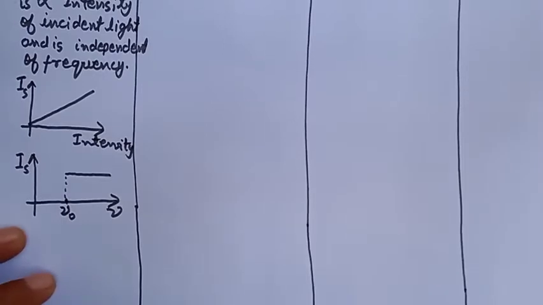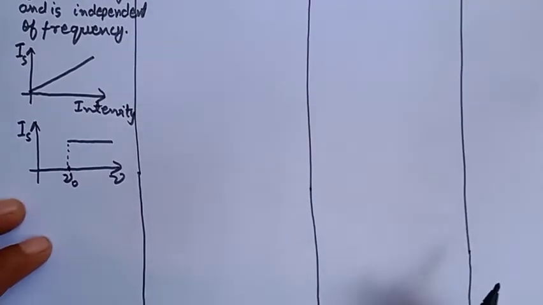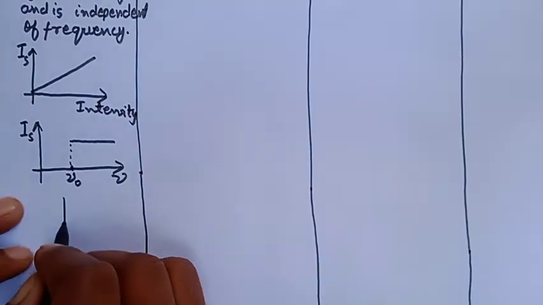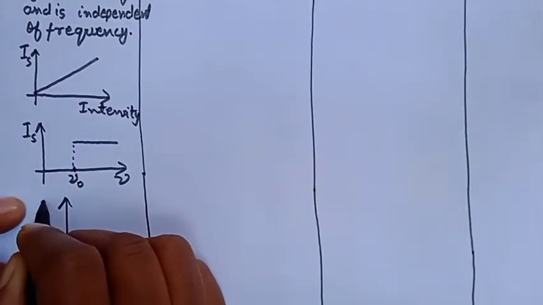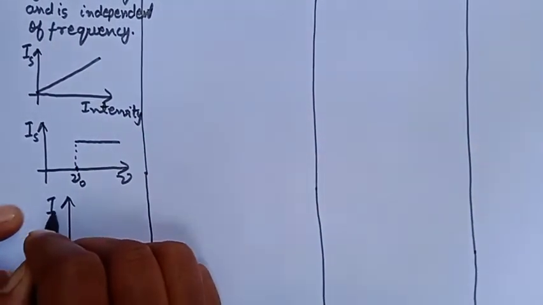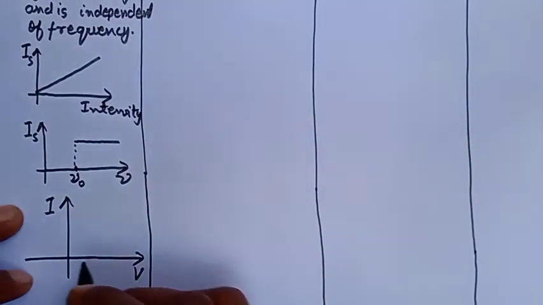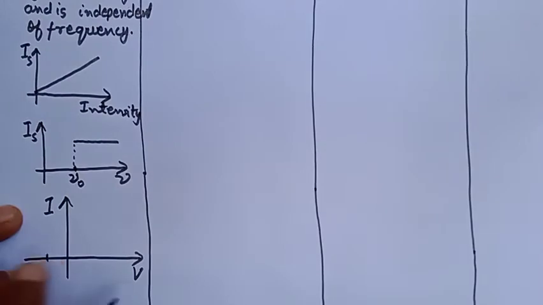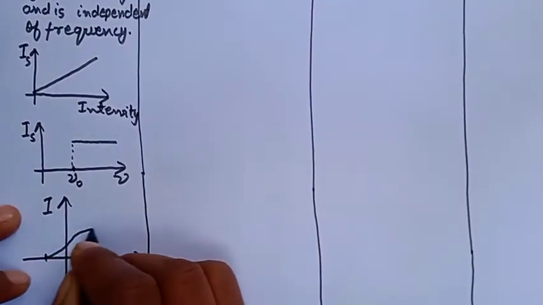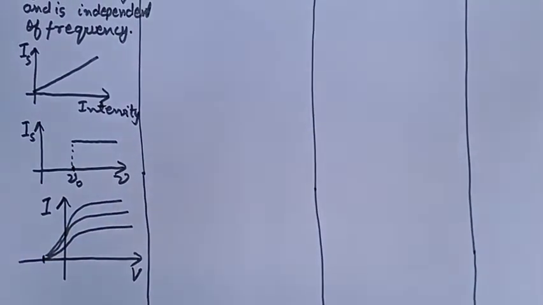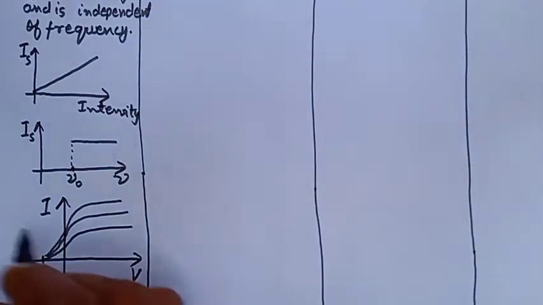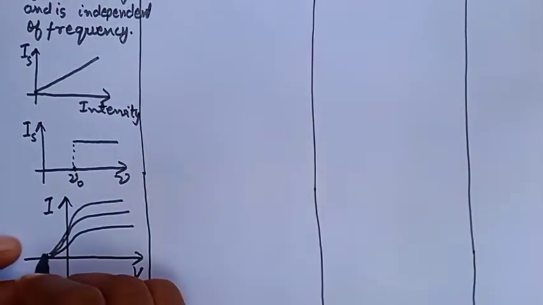And what about the voltage current relation? At different intensities this stopping potential doesn't change, but saturation current increases. Yes, it is of course related to this, but in terms of voltage current relation we have to draw this diagram.